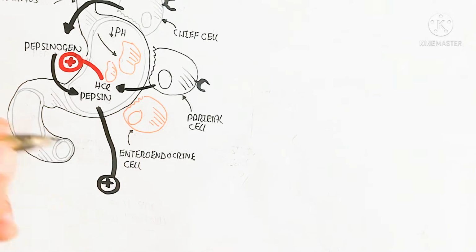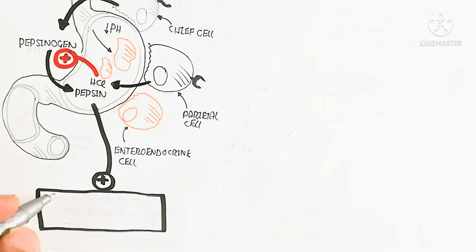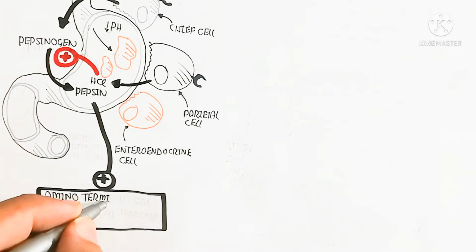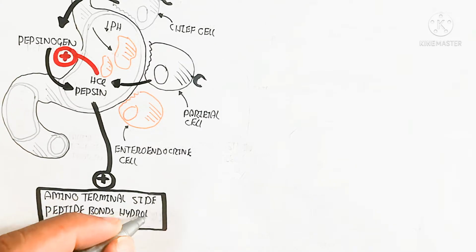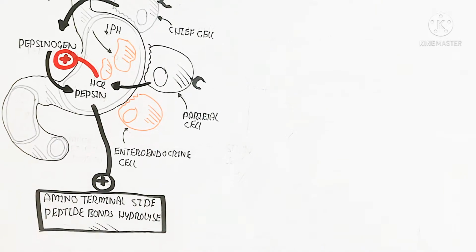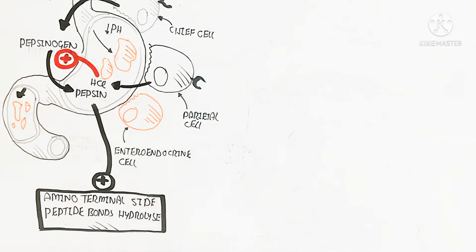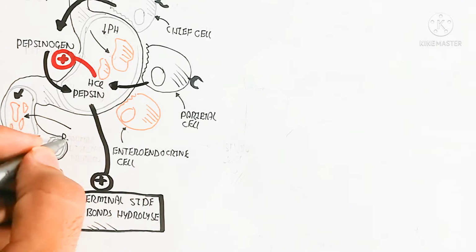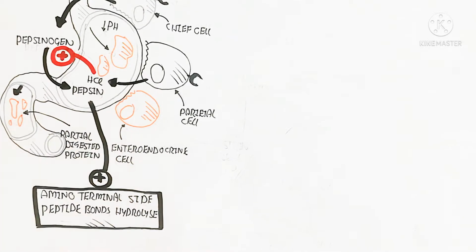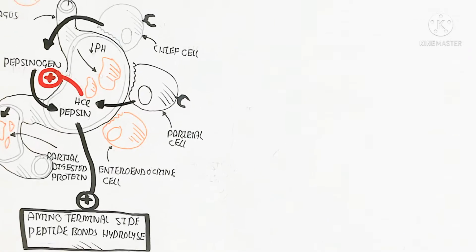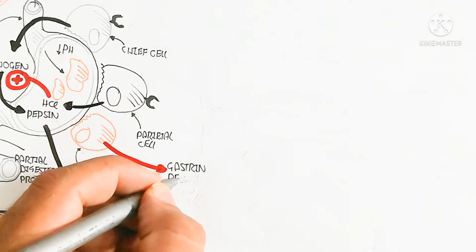So hydrochloric acid will lead to a low pH, sorry, not to an increase in pH, but to a lower pH, more acidic. So it means the amino terminal side peptide bonds are hydrolyzed in this way through pepsin. But this is only partial digestion of the protein, not complete. The efficient digestion will occur in the duodenum, when the food goes into the duodenum.